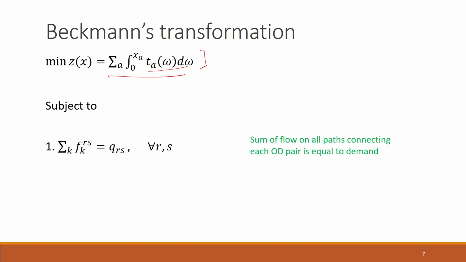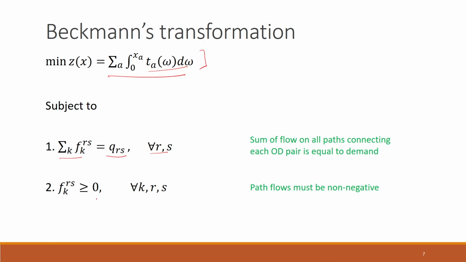The first set of constraints is that summation f_k^rs, where the summation is going through all the paths, is equal to q_rs, okay, for every OD pair r and s. So it is saying that the sum of the flow on all the paths connecting each OD pair should be equal to the demand for that OD pair rs, okay. So this makes sense. Now note that this q_rs is given, okay. So the demand from r to s is given, but how the demands get distributed across different paths connecting r to s, that we don't know.